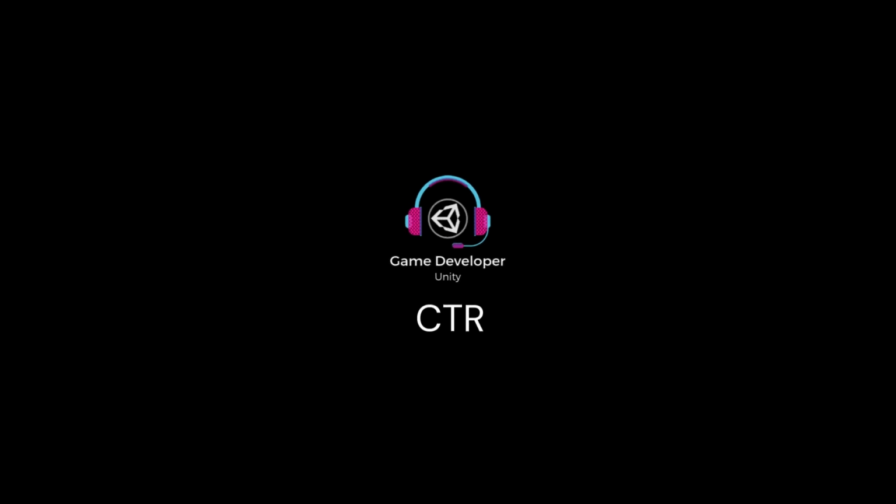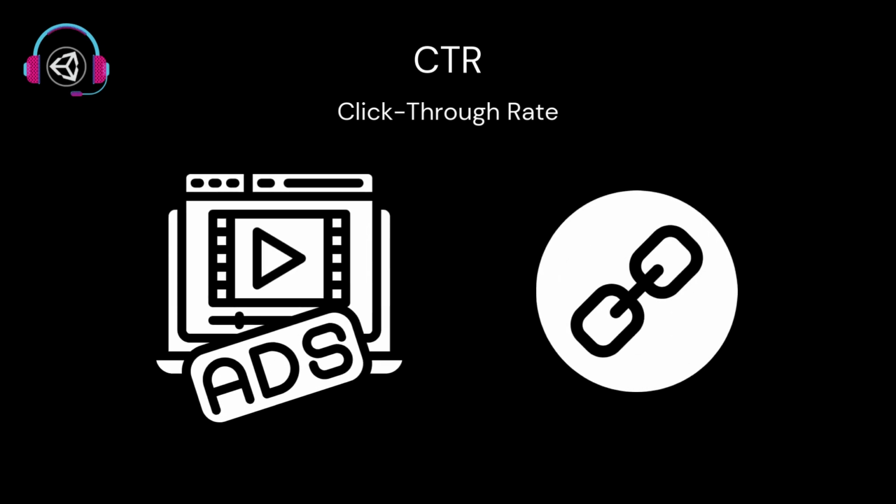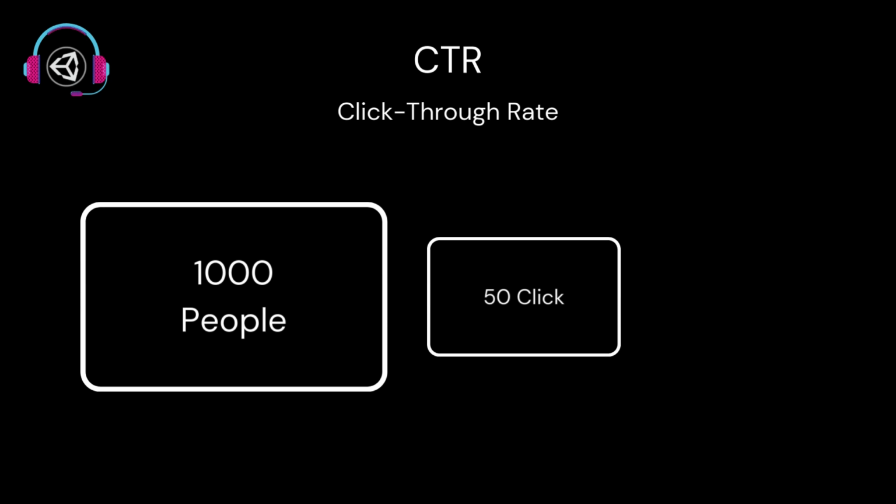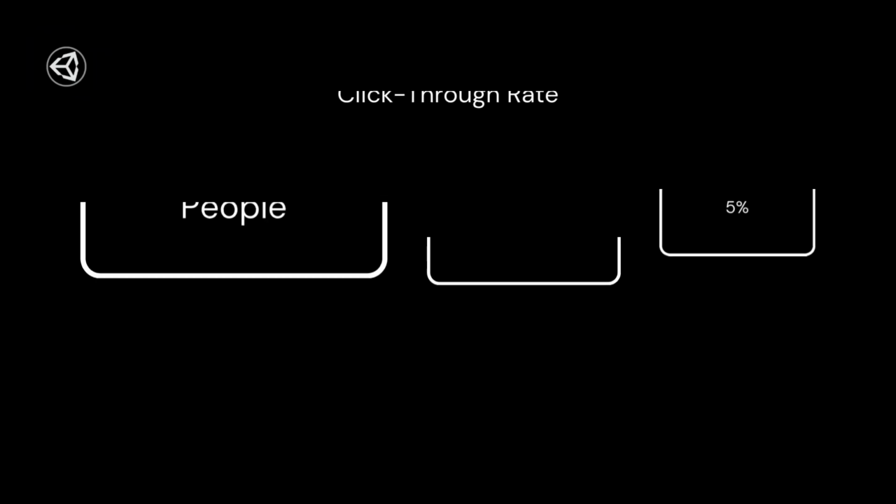CTR. CTR, or click-through rate, measures how many people click on an ad or link compared to how many people saw it. It's key for advertising campaigns. If an ad is shown to 1000 people and 50 click on it, the CTR is 5%. A high CTR usually means your ad is engaging and relevant.